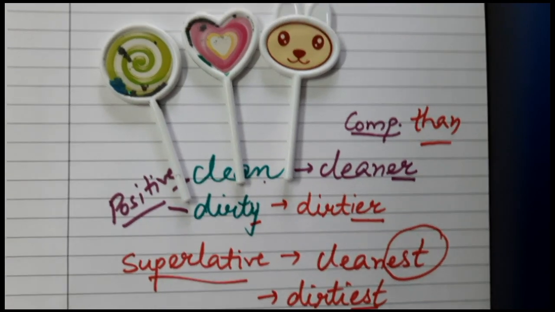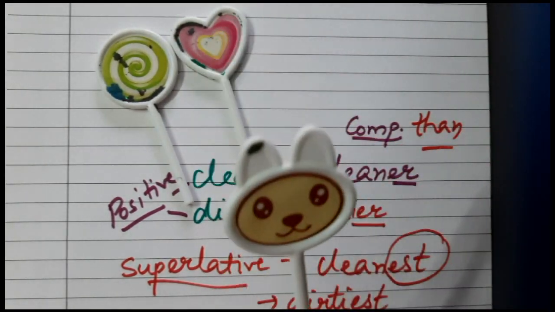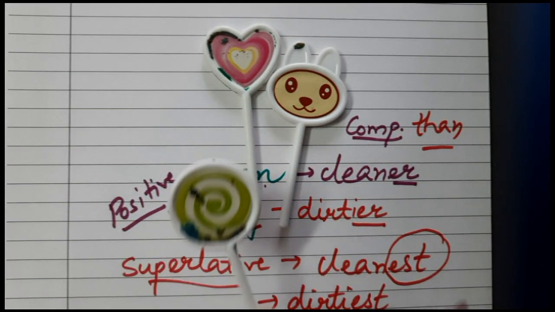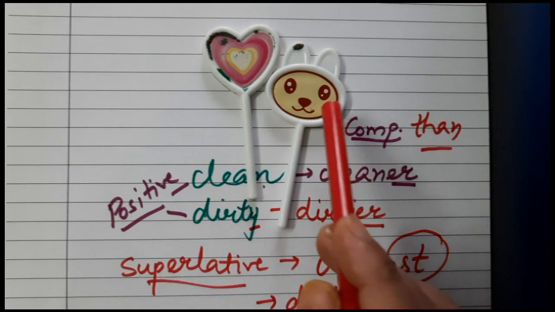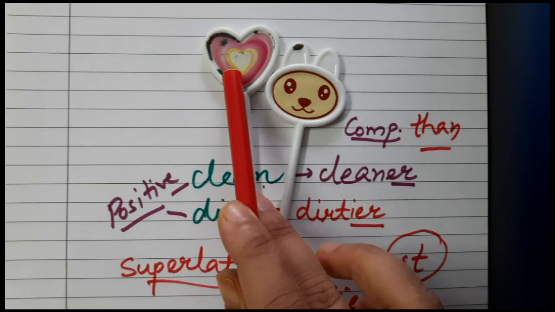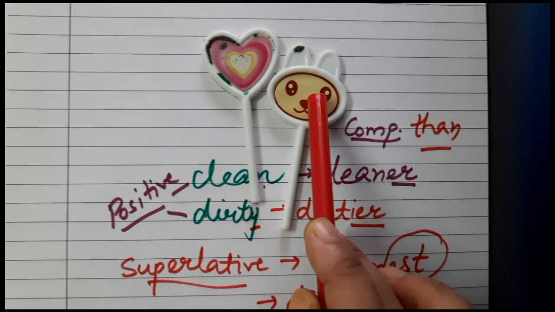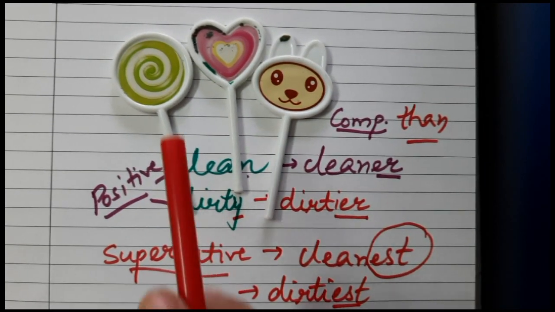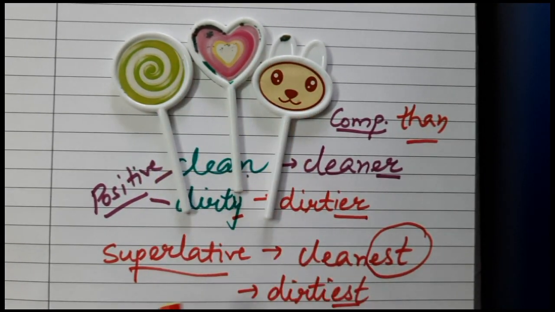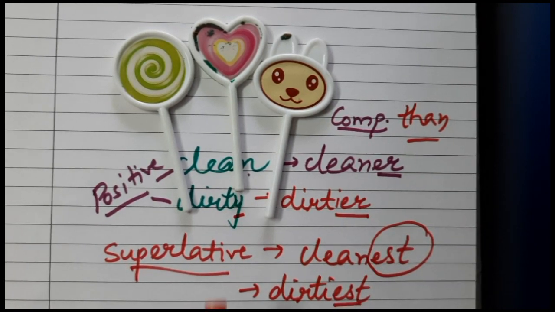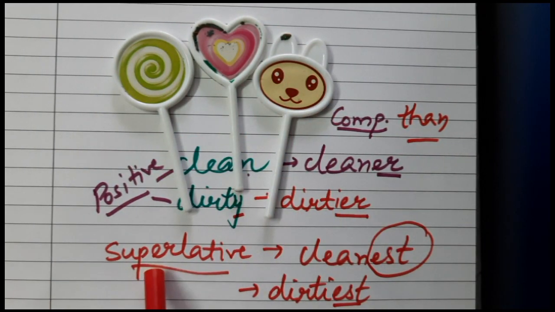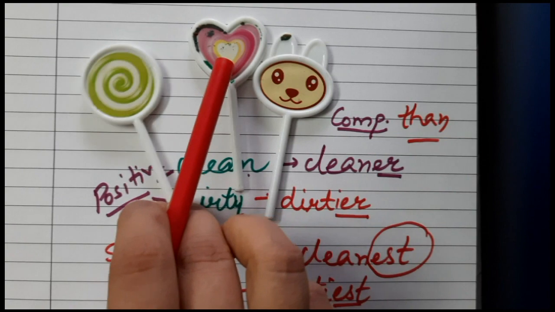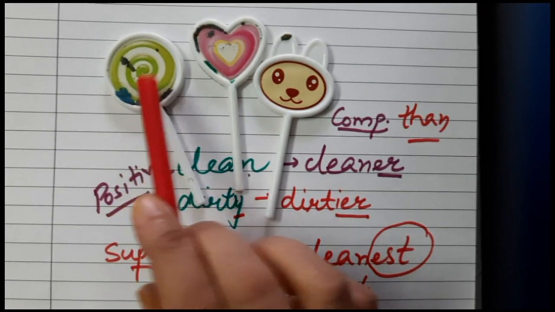Okay? Let us again check. I said this is clean, this is dirty, this is positive degree. When I compared the two, I said this is cleaner than this. This is dirtier than this. Okay. Then third toy came into picture and I said this is cleanest of all. Okay. There is superlative because I am comparing more than two. So I am using superlative degree. Fine. And I will say this is cleanest. If I turn it, it becomes this is dirtiest of all.